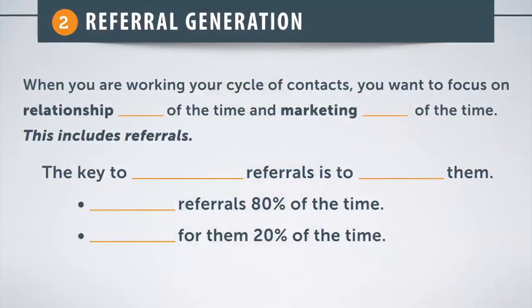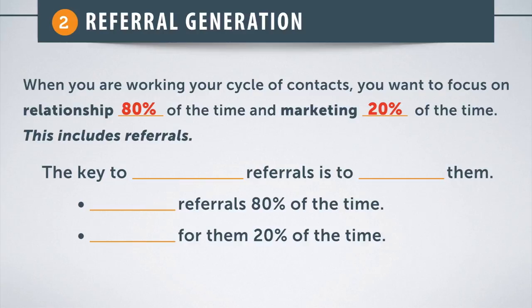So here we go. Referral generation. When you are working your cycle of contacts, you want to focus on relationship. You guys should know the answer to this. 80% of the time, and marketing what? 20% of the time. This includes referrals. So this rule even includes when you're going after referrals. Remember, it's about relationship 80, marketing 20.